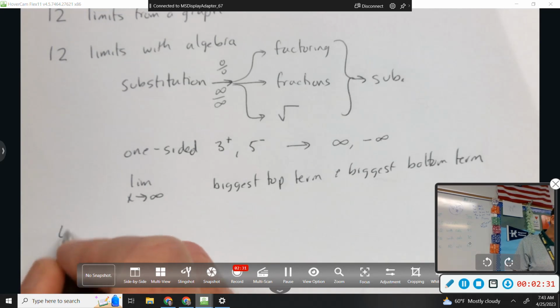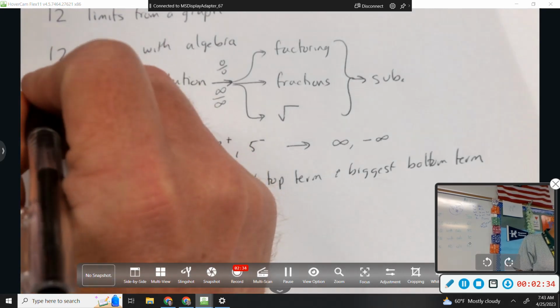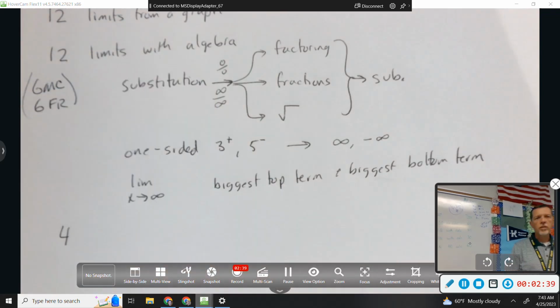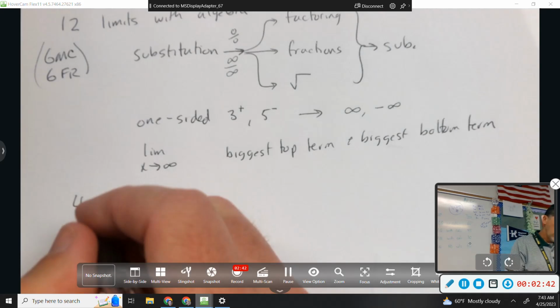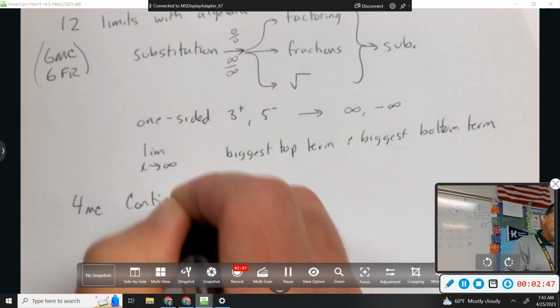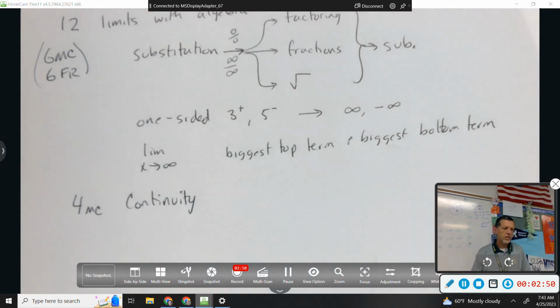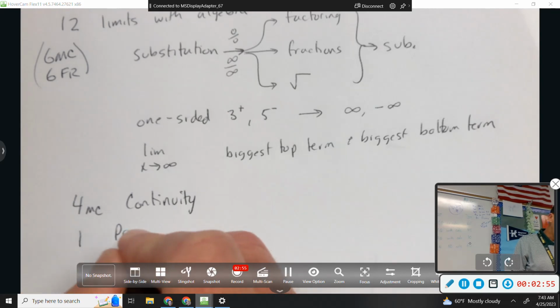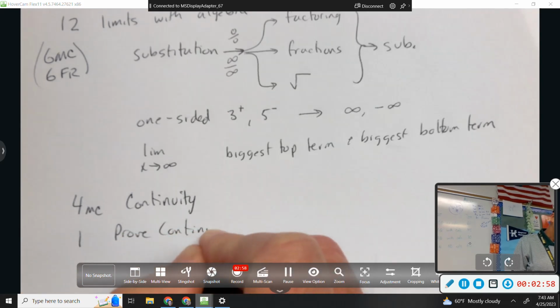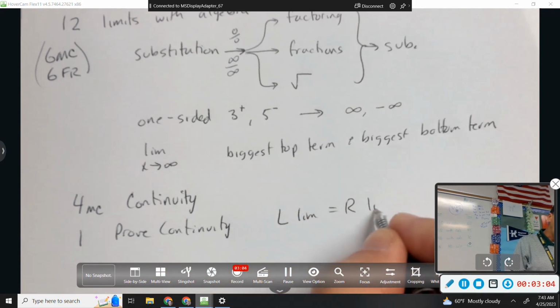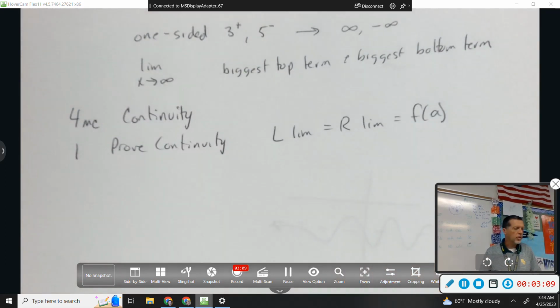There are 4, of that 12, 6 multiple choice, 6 free response. So you're split there. Four multiple choice about continuity. That was the stuff we were just looking at on worksheet 4. 1 prove continuity. Again, that's left limit equals right limit equals the function value at whatever place you're looking at.